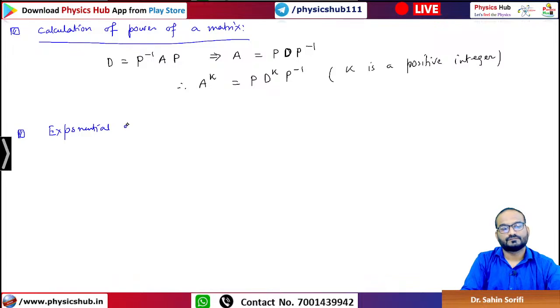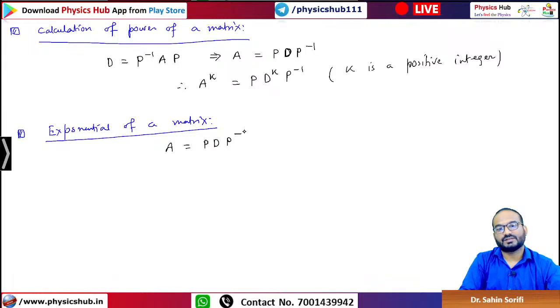Exponential of a matrix. So we are directly starting with A equals P D P inverse. This we are getting from the similarity transformation. Exponential of A will be equal to P, whatever operation you will be doing with A, the same operation should be done with the diagonalized matrix. Okay, like this.